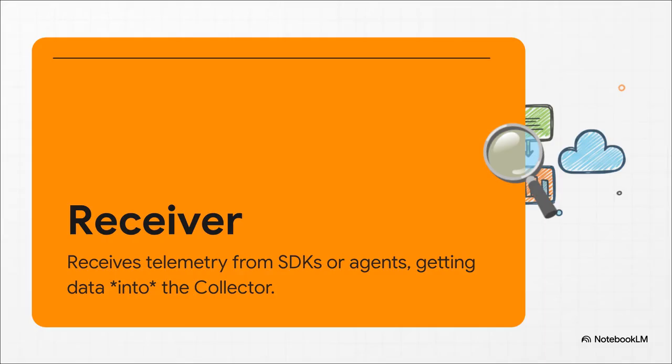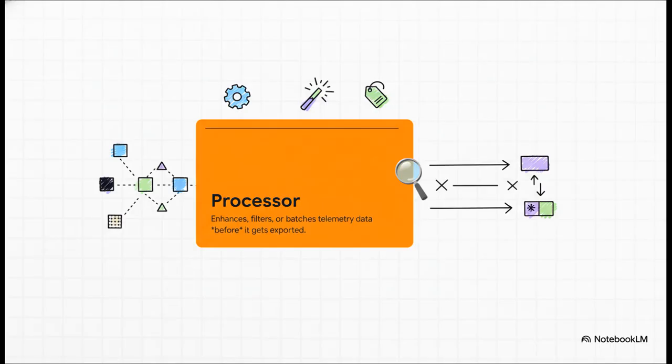First up, we've got receivers. This is basically the front door to our pipeline. A receiver is set up to accept data in a very specific format. So you can have one that's just listening for the standard OpenTelemetry protocol, or OTLP, and right next to it, have another one that's actively going out and scraping metrics from a Prometheus endpoint. They're the entry points. So once the data is inside, it moves on to the processors.